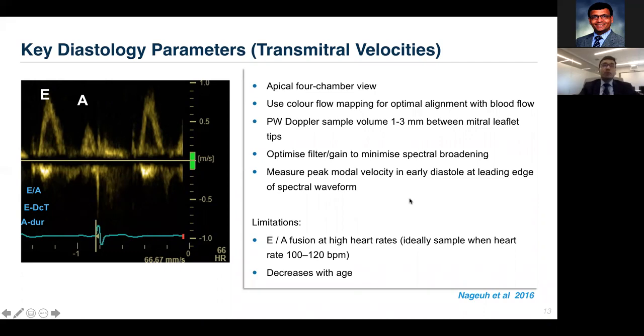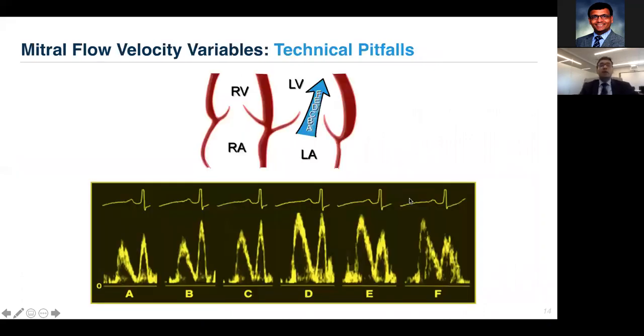It's also important to understand that transmitral flow velocities can change in their appearance based upon where they are sampled from. If you position into the left atrial side versus more towards the ventricle side, and you're not at the tips of the mitral leaflet, you can get features that may look as if there's a dysfunction.